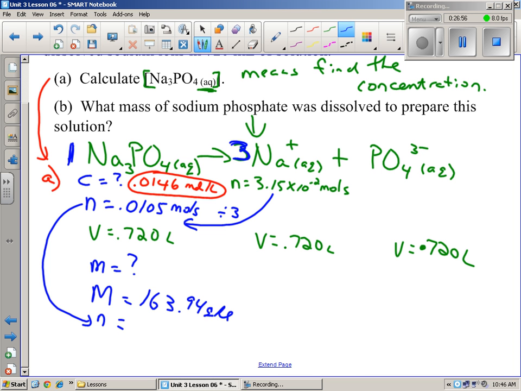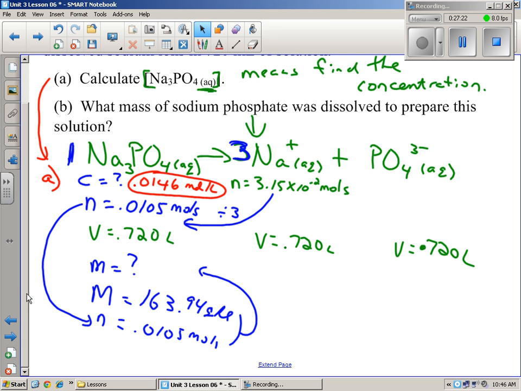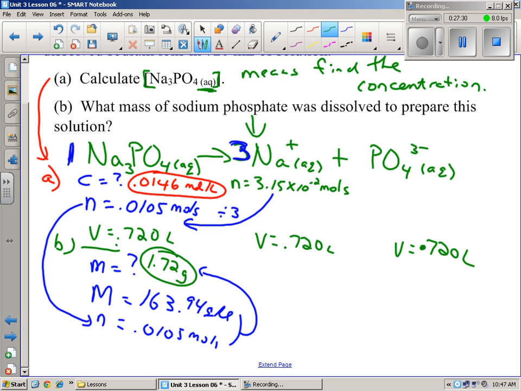Okay, we know n, so we can simply multiply those two numbers, right? Mass equals n times big M. So we know 0.0105 moles, and these two things combined will give me that. So we multiply those together, 163.94 and 0.0105, and I get our last answer here, 1.72 grams. And that would have been answer B for that. Okay?